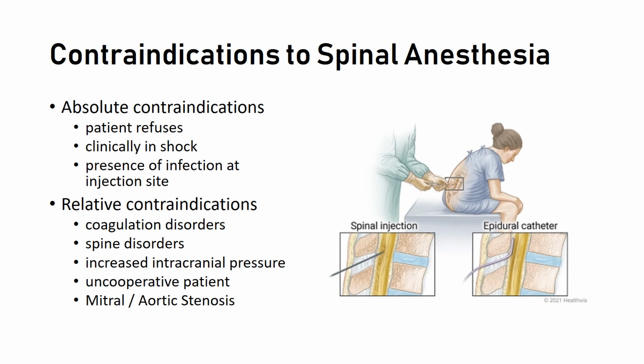Patients who are uncooperative are often very challenging to place spinals in, and then the last one is an important point. Folks with stenotic valve disease, whether the mitral valve or the aortic valve, have a relative contraindication to neuraxial anesthesia, especially spinal. The reason for this is that with the fixed obstruction, the patient can't overcome the hypotension that comes with the spinal by increasing their cardiac output. So folks with severe stenotic disease often are not great candidates for spinals.